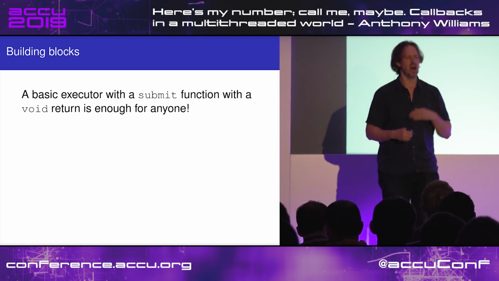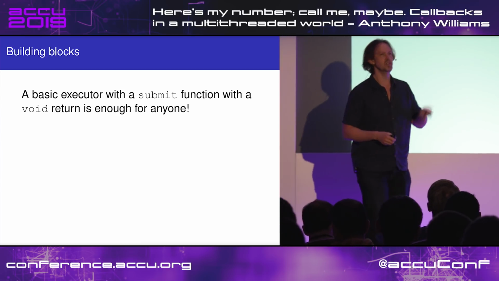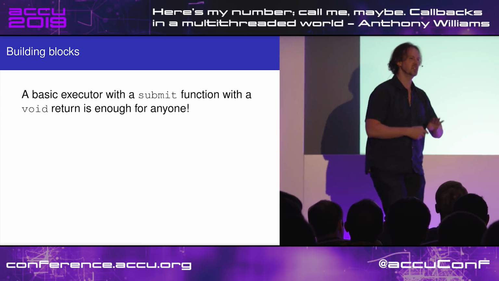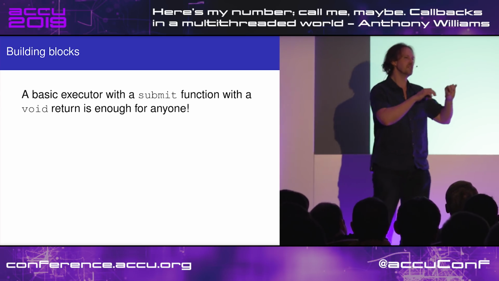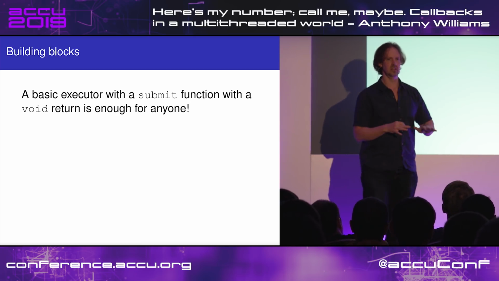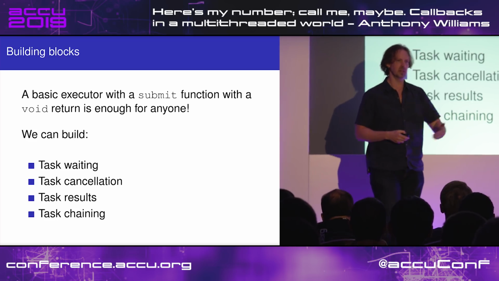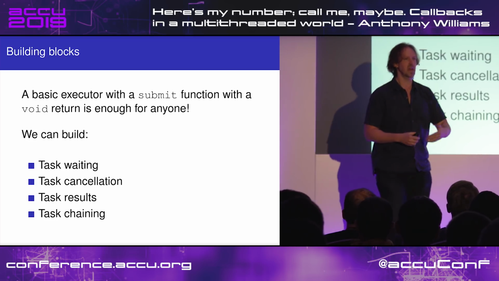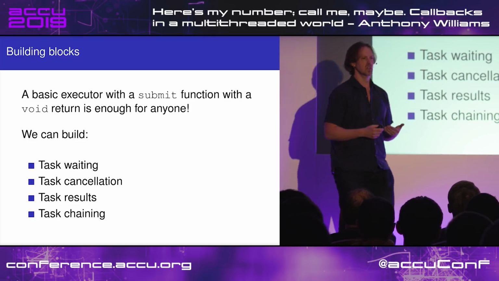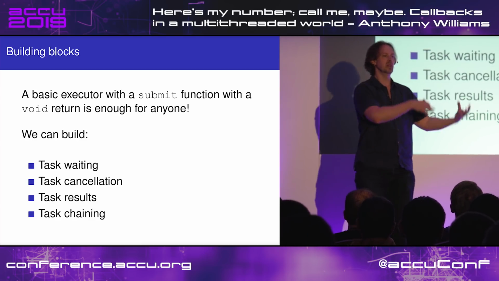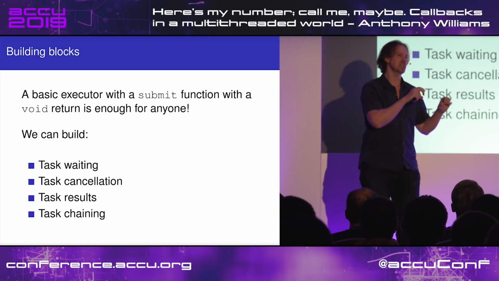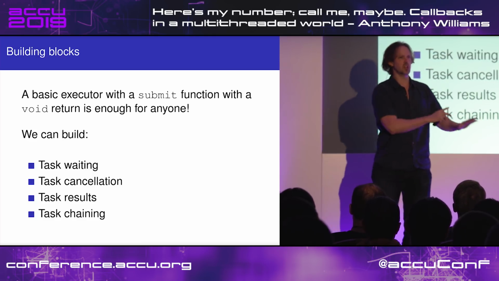But at the base level, all you need is a submit function with a void return. That is enough for anybody. You can build everything else on top of that. It might not be as efficient as if the thread pool or executor had it natively, but you can do it. You can build something that allows you to wait on tasks. You can build something that allows you to cancel tasks, or get the results, or chain continuations. These are something you can build on top. So if you want those properties and your executors and thread pools don't natively provide it, then that's okay.